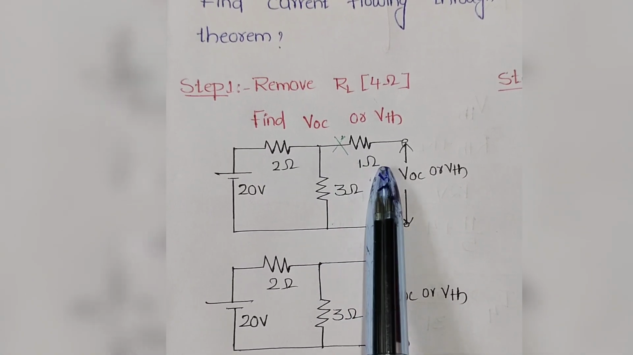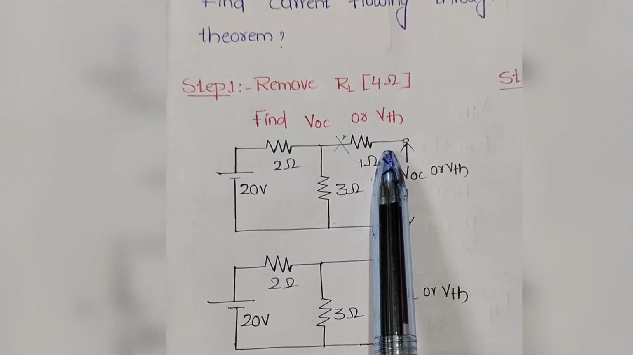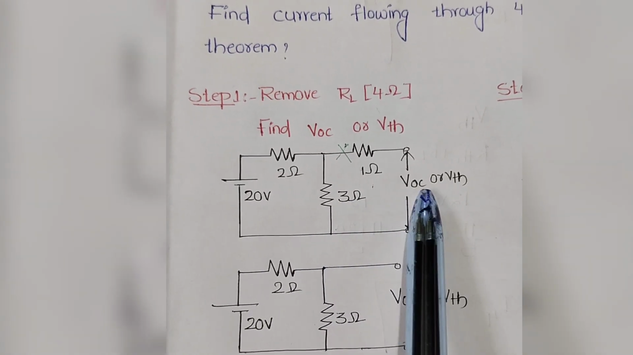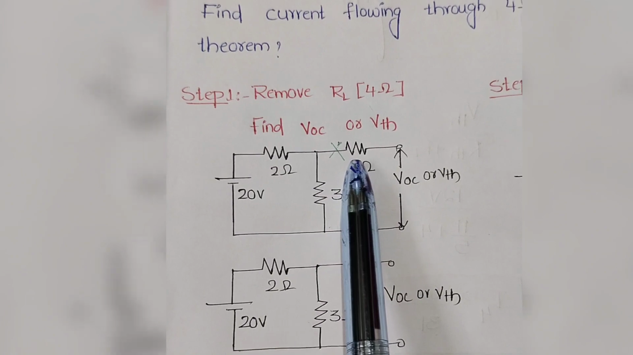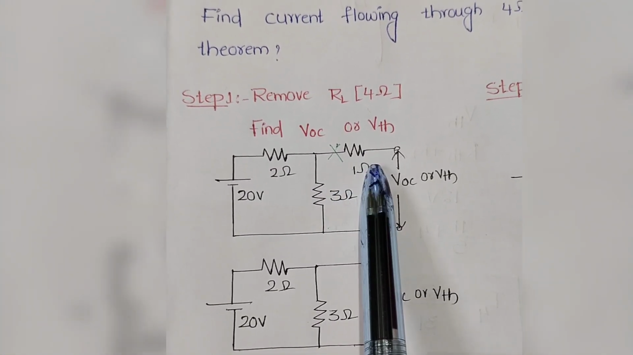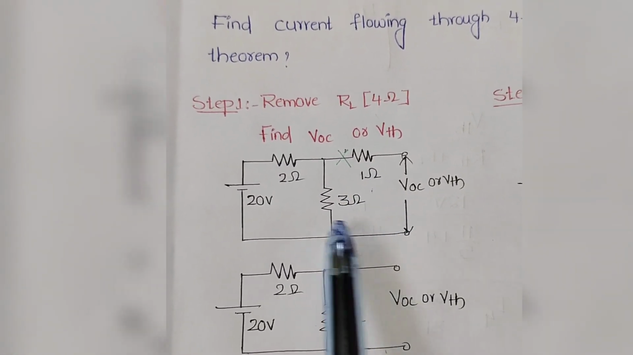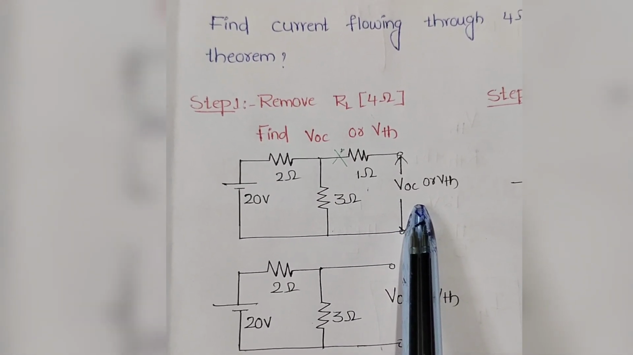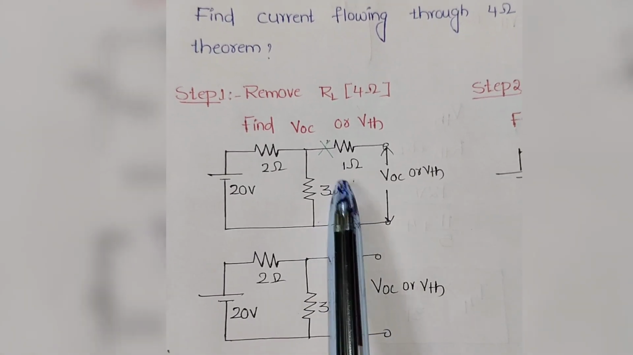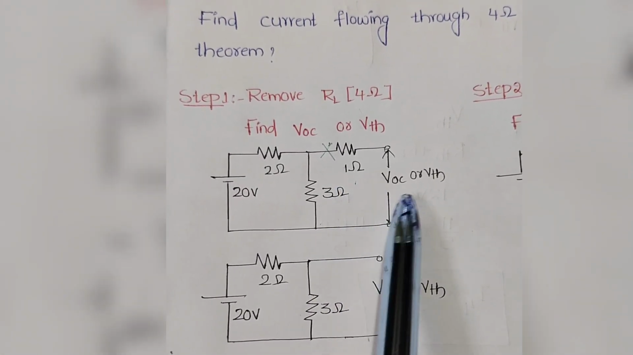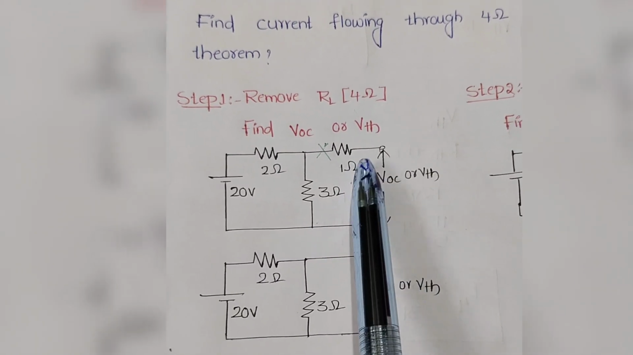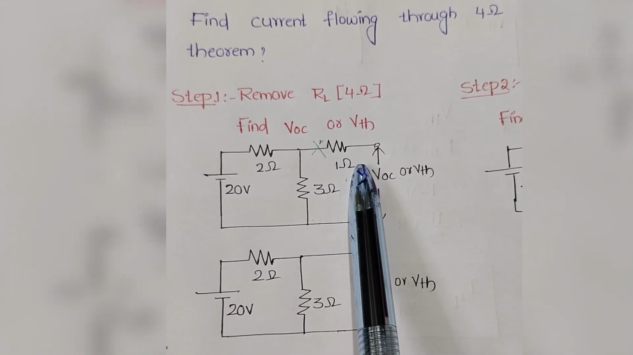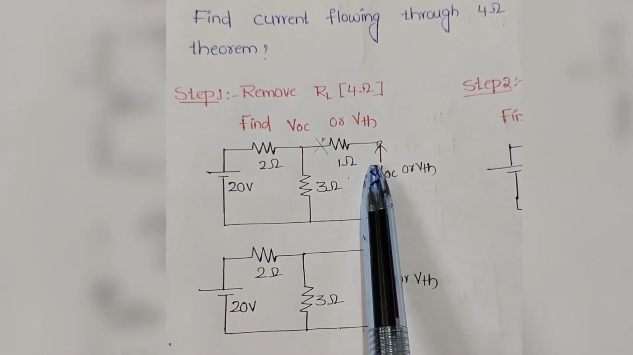So the current flowing through the 1 ohm is 0. So whatever the voltage across 3 ohms is, that is nothing but VOC. Why? Because the current value is 0, so the voltage across 1 ohm is 0. So the voltage across 3 ohms is nothing but the open circuit voltage. So we can neglect the 1 ohm resistor while finding VTH. Why? Because here the terminals are open, so the current flowing through the 1 ohm is 0, so the voltage is also 0.